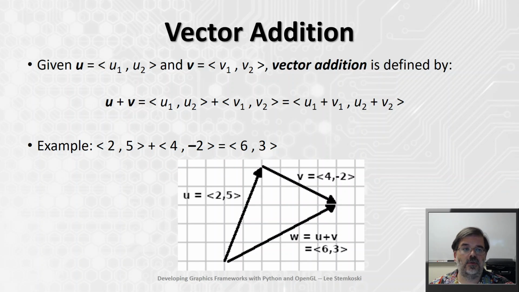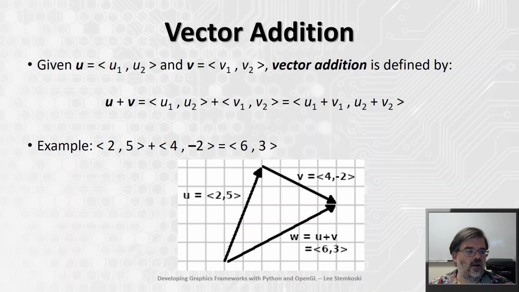Now, this also has a really nice geometric interpretation. It corresponds to displacement along the vector u, followed by displacement along the vector v. And the way you can visualize this graphically is you align the terminal point of u with the initial point of v, and then the resulting vector has the same initial point as u and the same terminal point as v. Right, so this is the vector w, which is the sum of u plus v.